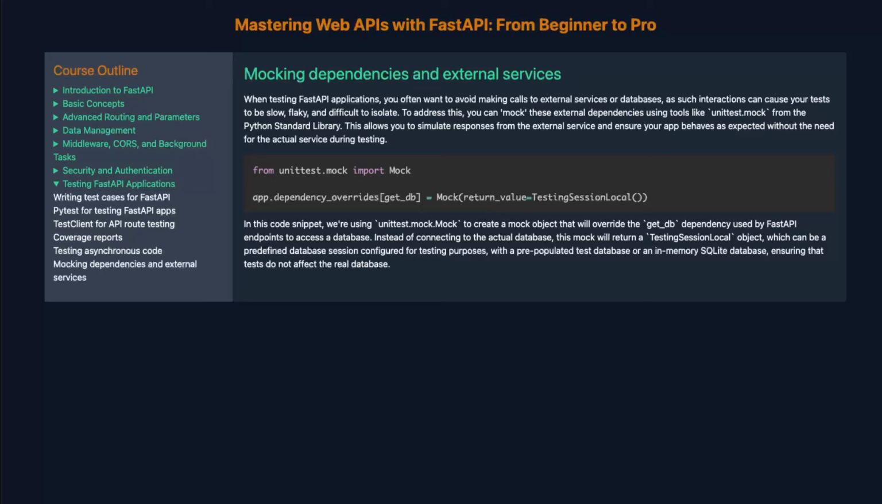This allows you to simulate responses from the external service and ensure your app behaves as expected without the need for the actual service during testing. In this code snippet, we're using unittest.mock.Mock to create a mock object that will override the getDB dependency used by FastAPI endpoints to access a database. Instead of connecting to the actual database, this mock will return a TestingSessionLocal object, which can be a predefined database session configured for testing purposes, with a pre-populated test database or an in-memory SQLite database, ensuring that tests do not affect the real database.